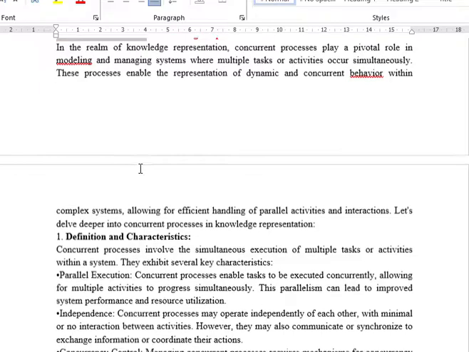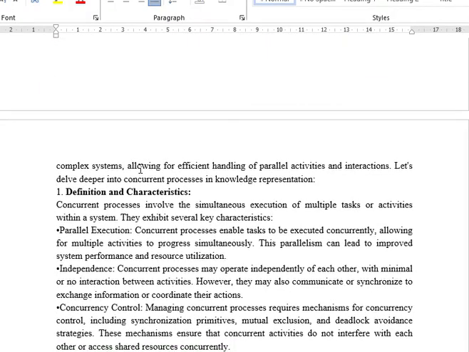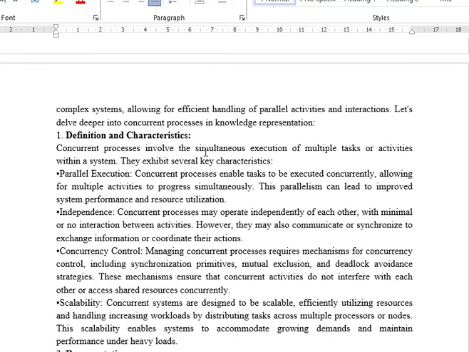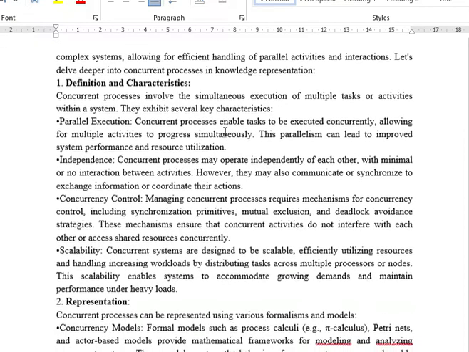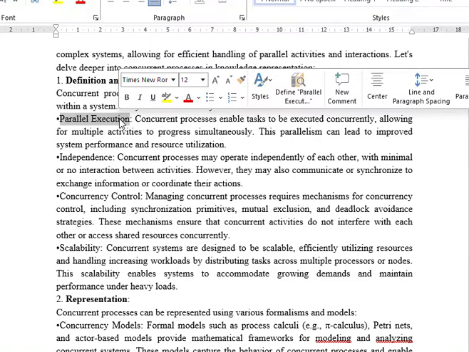Now let's understand the definition and the characteristics. As I said before, the definition is that multiple tasks or actions are executed simultaneously. Now let's see the characteristics involved in this concurrent process. The first is parallel execution, which I also said before. So it will be executing in parallel.